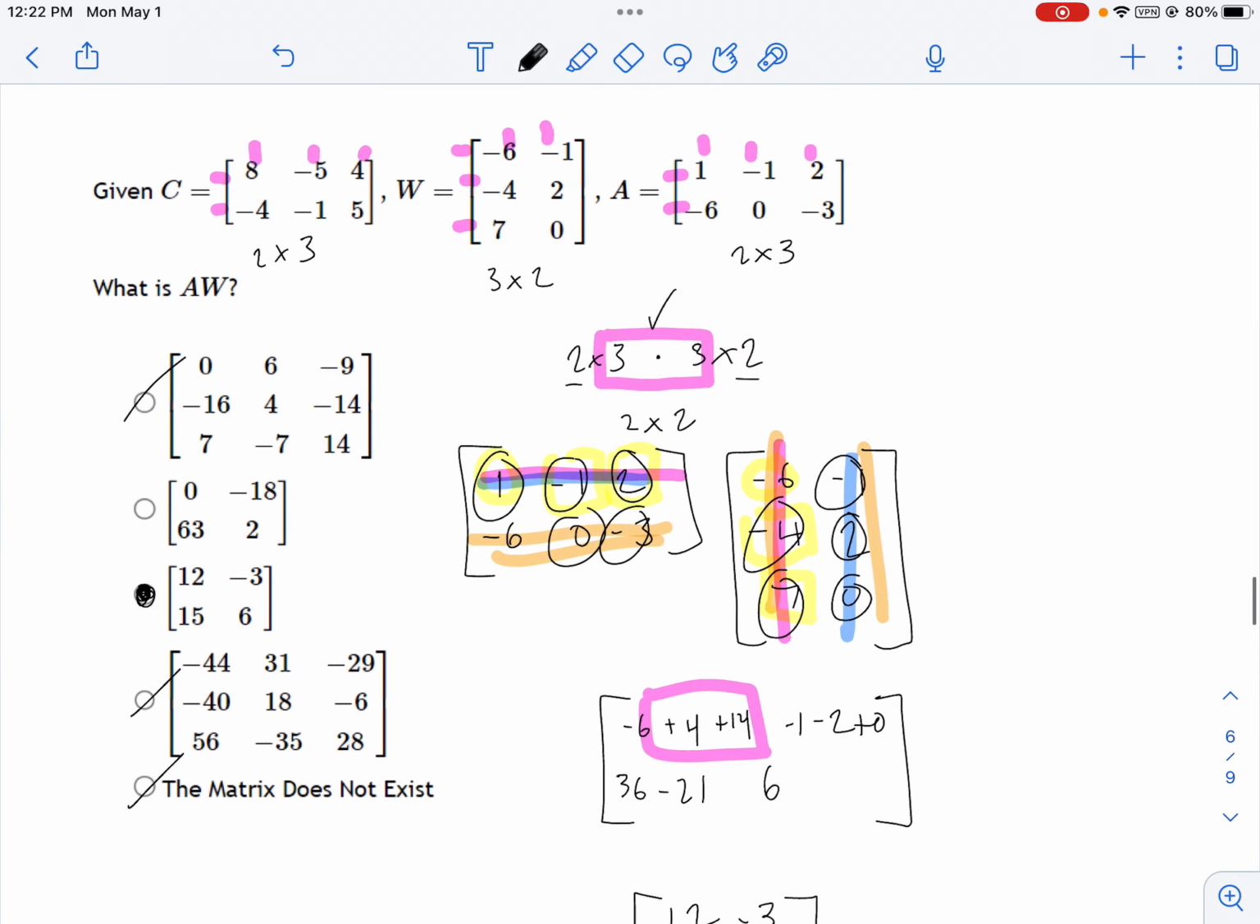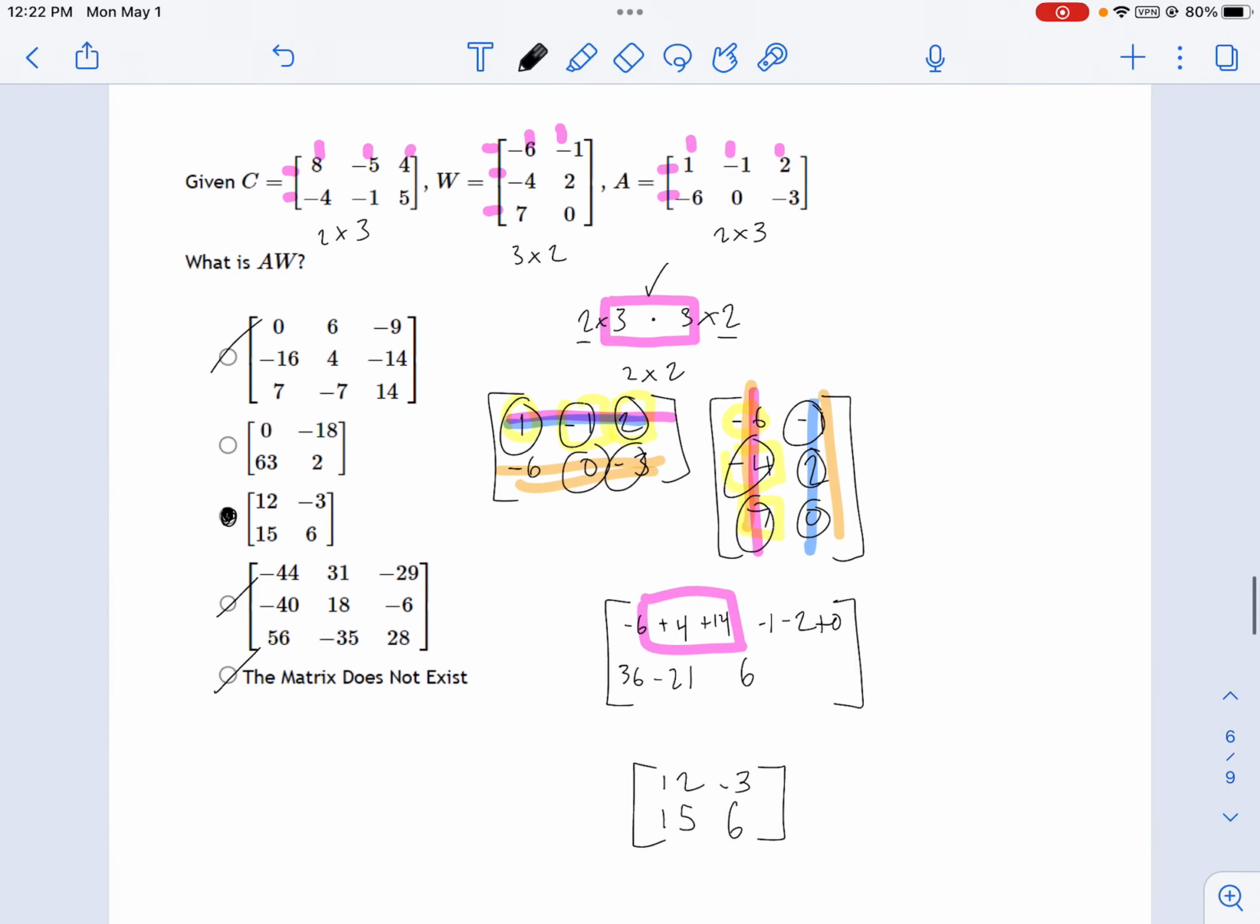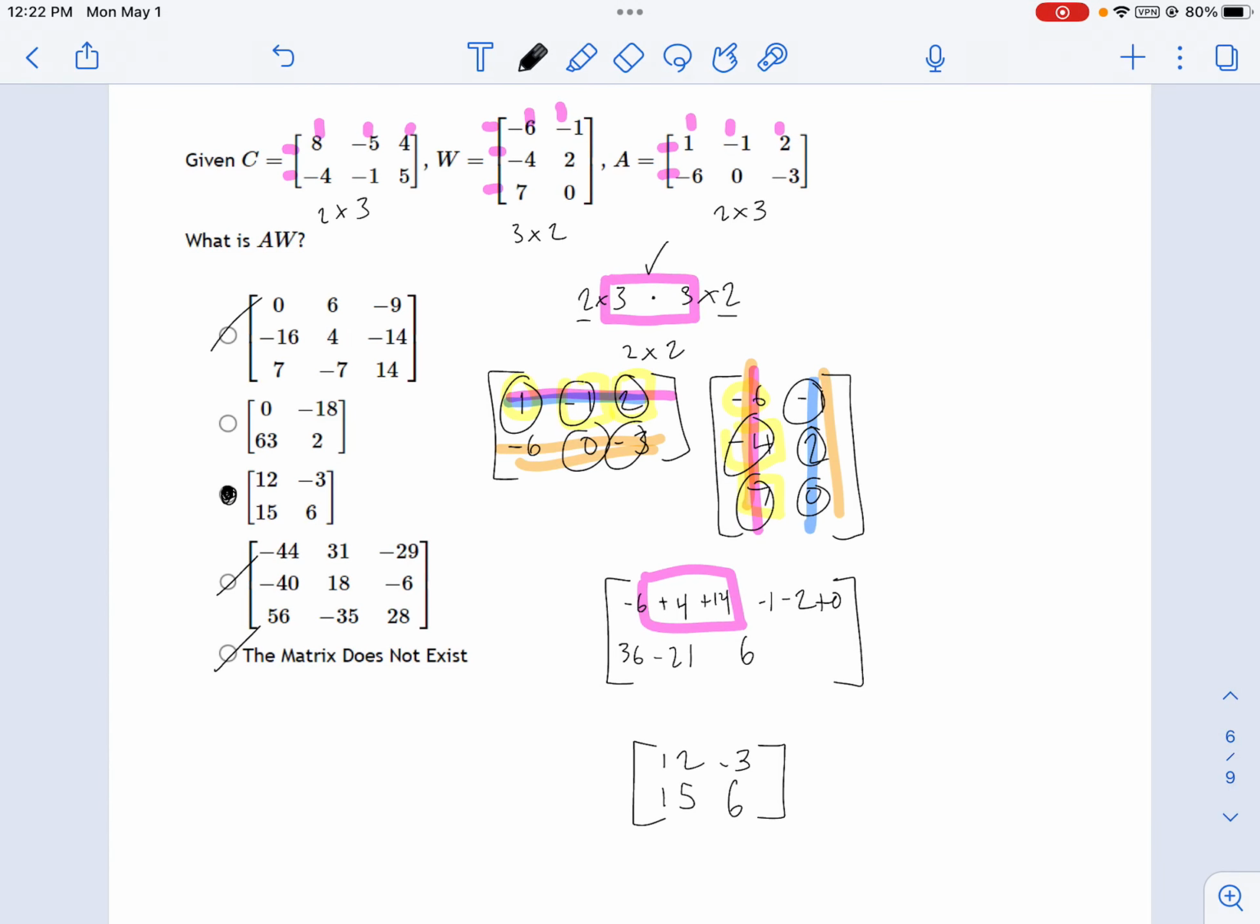Now, that's as crazy as it gets. It's really a matter of make sure you know what the product is. You don't have to multiply the entire matrix out. You can if you want to, right? But you don't have to. But that's as crazy as it gets.